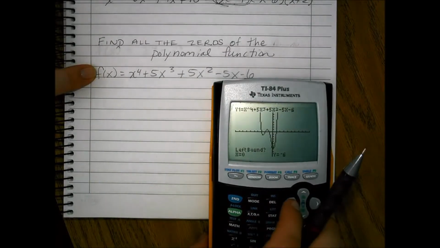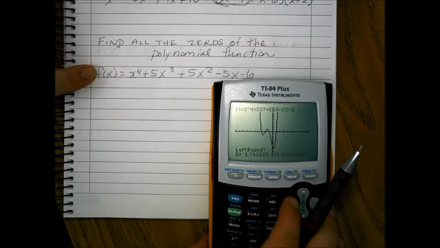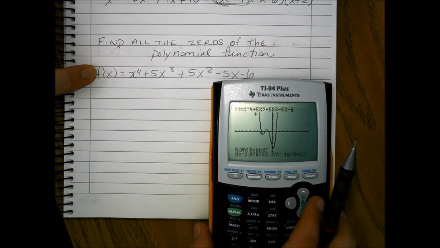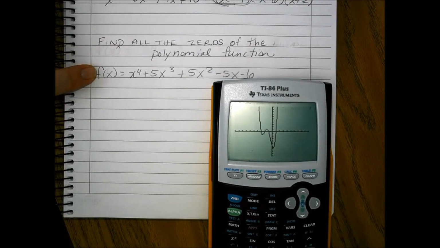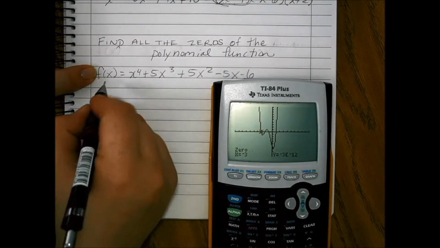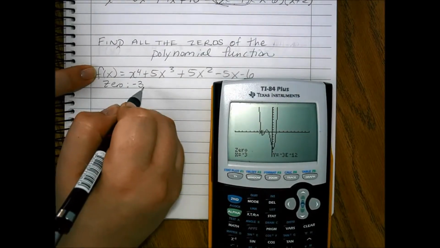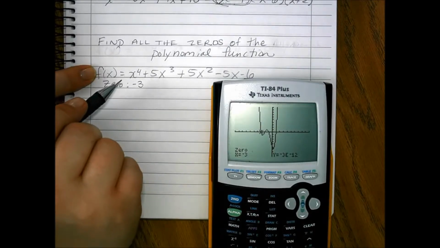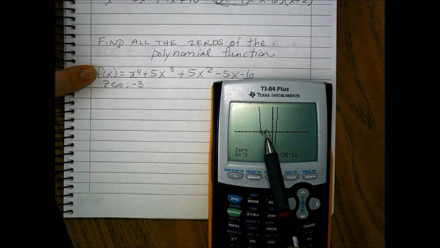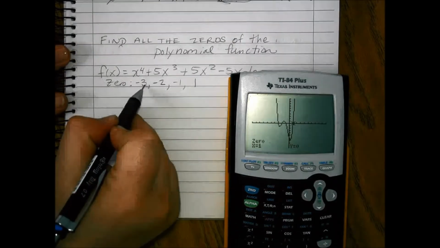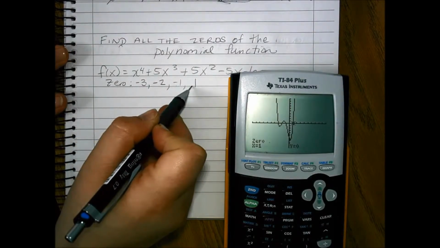0, left bound, and right bound, and guessing. And we are given 1, 0 is negative 3. Now if we continued this, we could find that each additional 0 is an integer. And so we have the 4 zeros, negative 3, negative 2, negative 1, and 1.